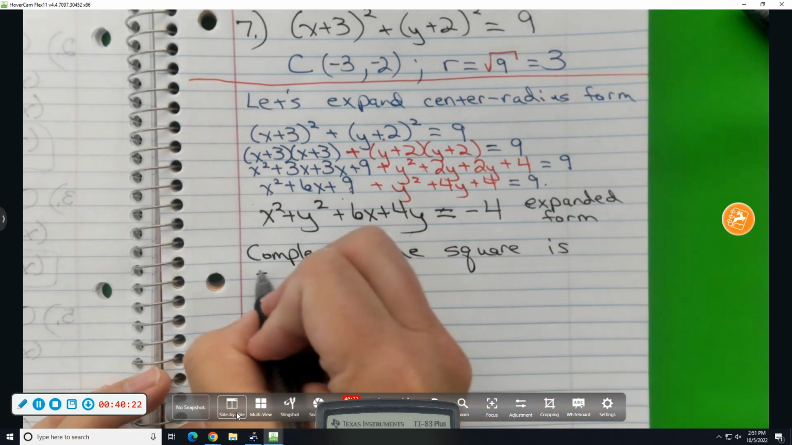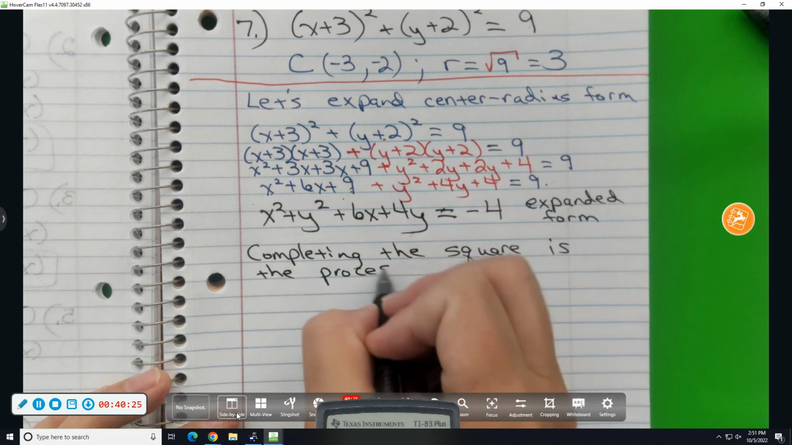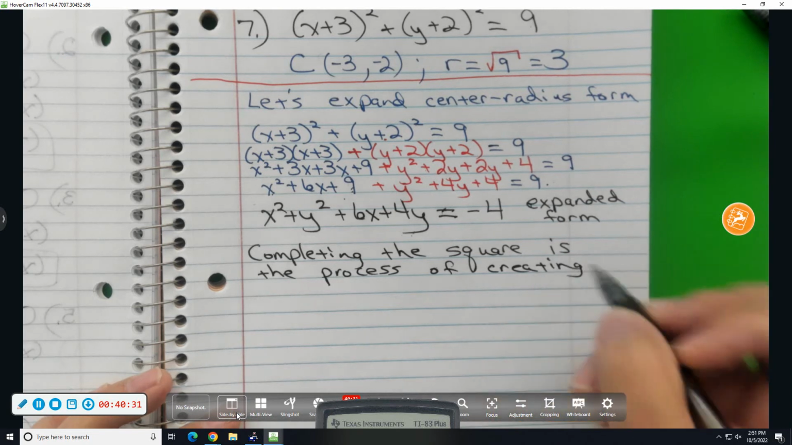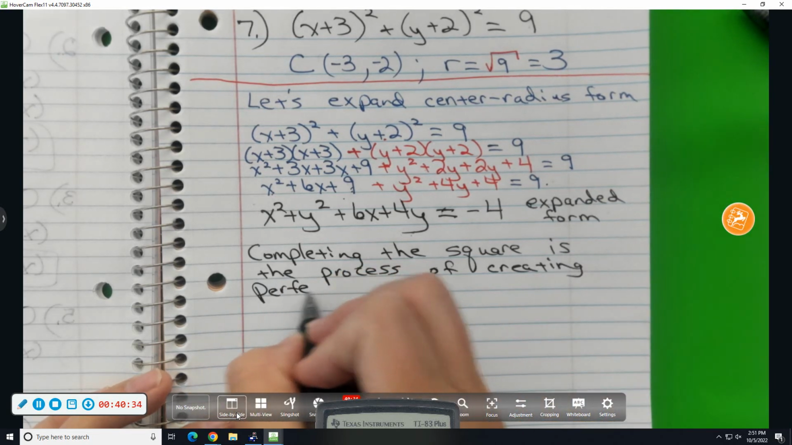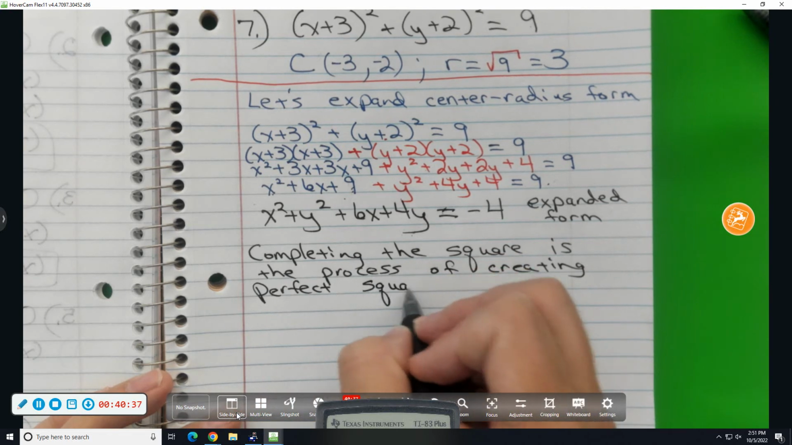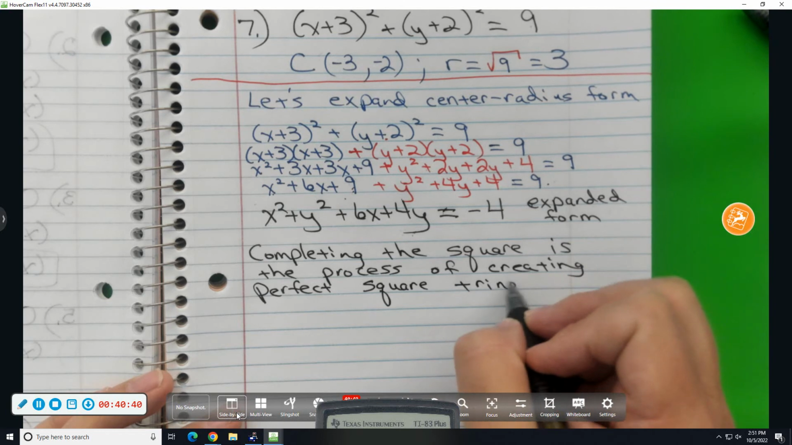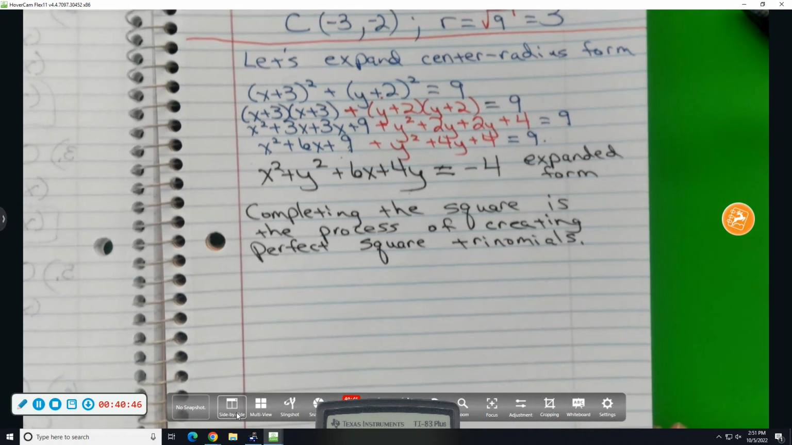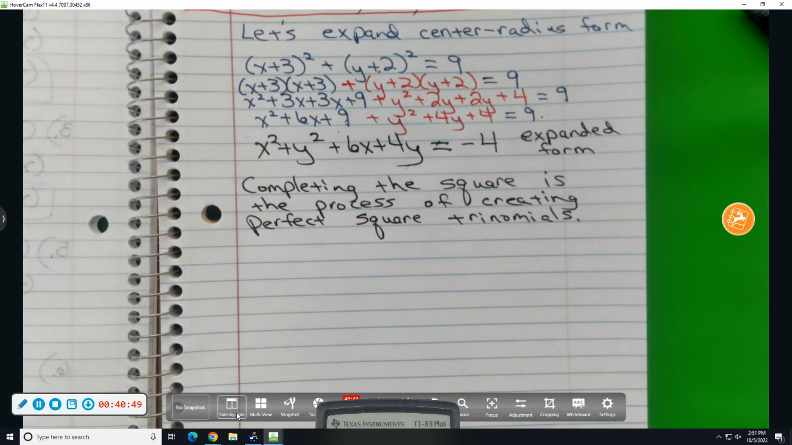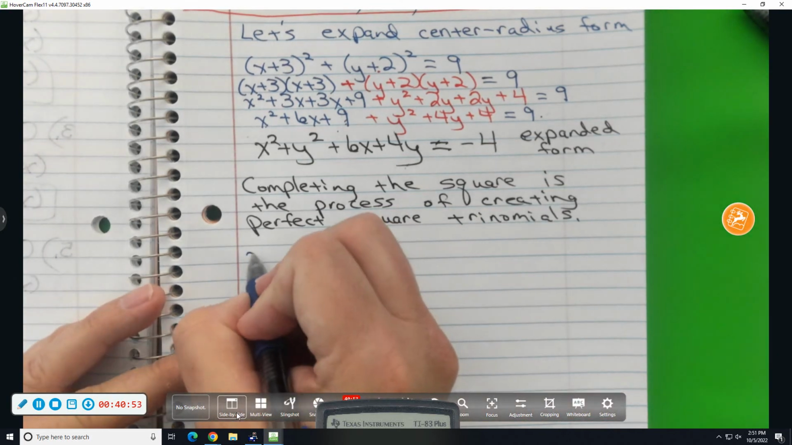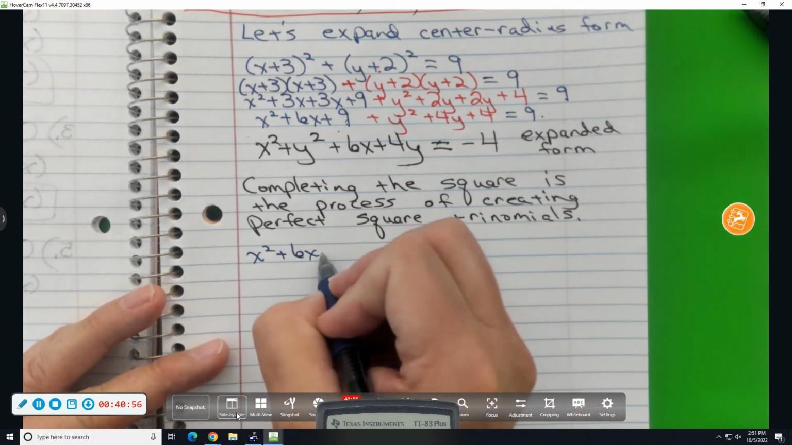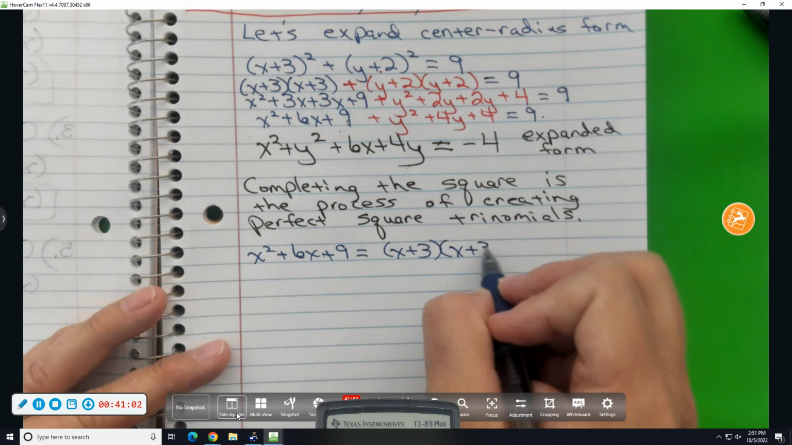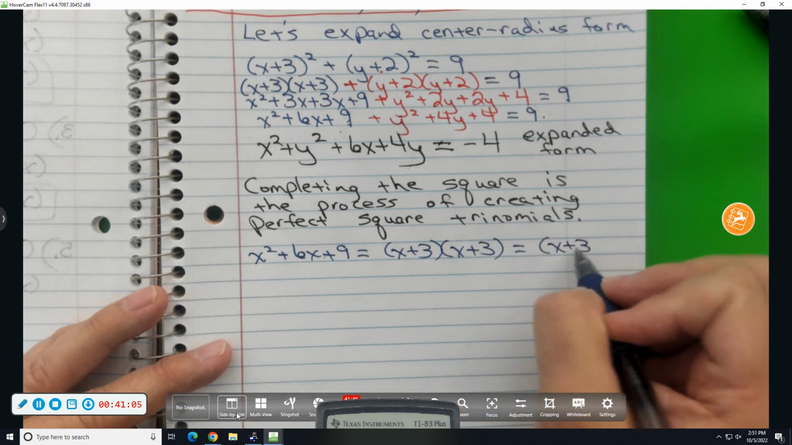is the process of creating perfect square trinomials. And well, in this example, we already have some perfect square trinomials. x squared plus 6x plus 9. That factors as x plus 3 times x plus 3. And I'll just write it as x plus 3 quantity squared.